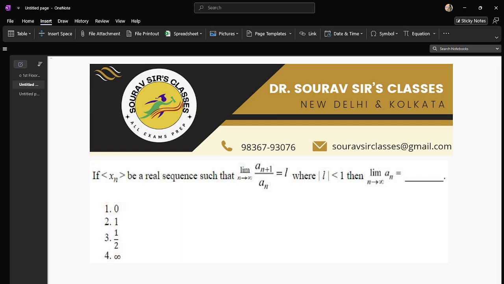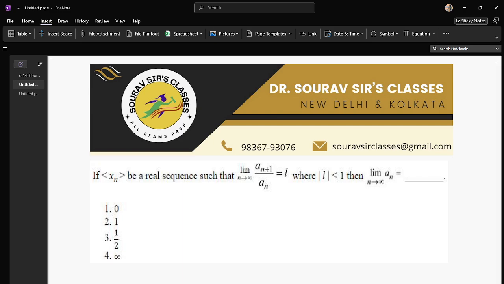Okay. So now we are going to solve a problem which appeared in the CUET PG Statistics, and the question is telling us that if an be a real sequence such that the limit n tends to infinity, a(n+1) by an is equal to L, where the absolute value of L is less than 1, then the limit n tends to infinity, an is equal to what? There are four options here, which are 0, 1, half, and infinity.